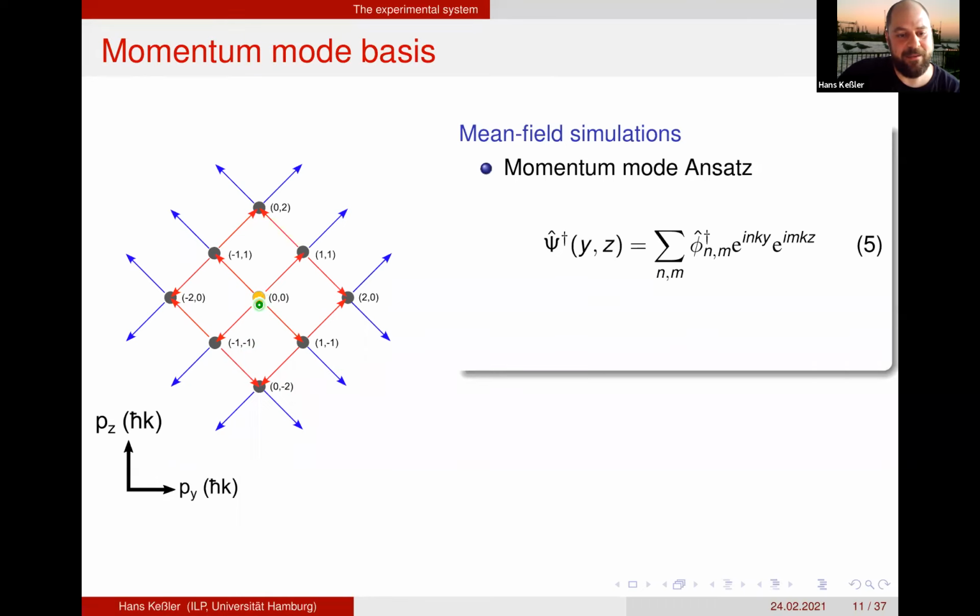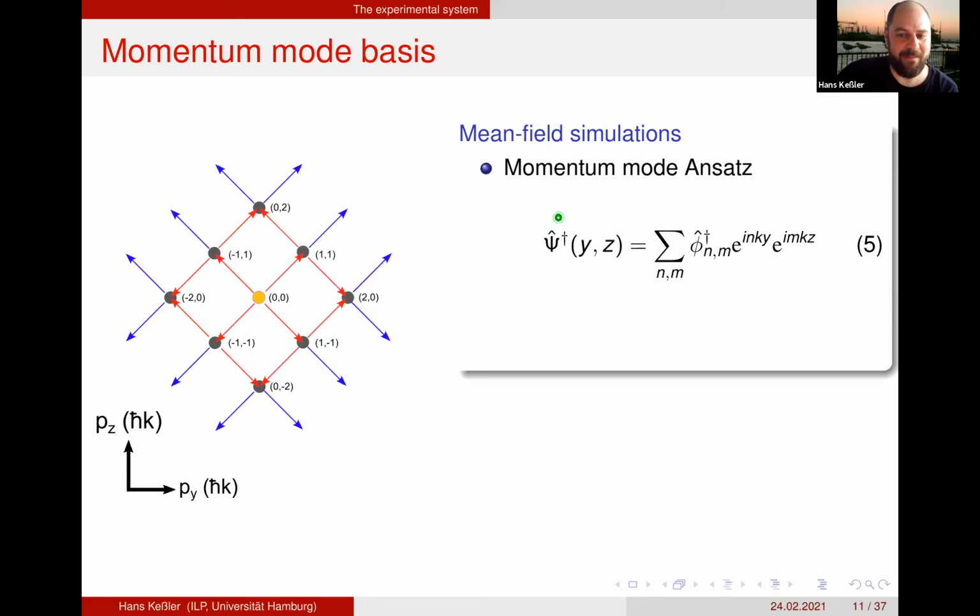And if we enter the self-organization phase, then we populate the ±1 h bar k modes. So these four modes. The other modes indicate the pump lattice and so on. But this tells us that we can simplify our model, and in most of our simulations we can use a momentum mode ansatz.